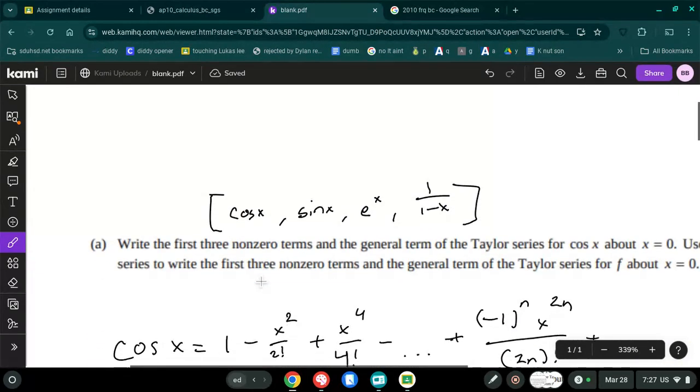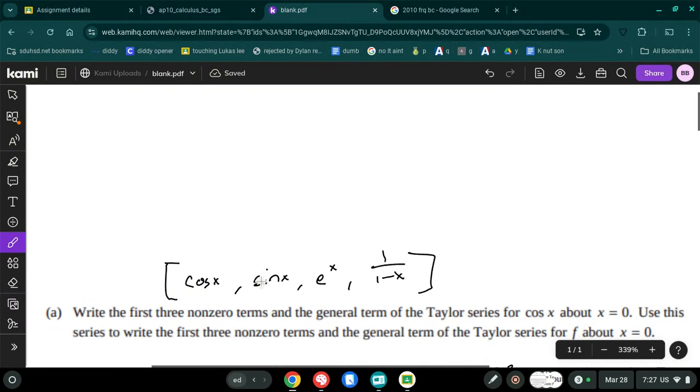Okay, so let's go over to A. A little piece of advice is that I would say these four terms are definitely the most important to know for the AP test. You should remember their general term, maybe even remember a few terms to write out so you don't forget them or mistakenly use them, because cosine of x and sine of x are definitely the most commonly used.